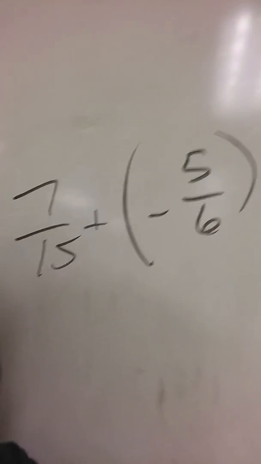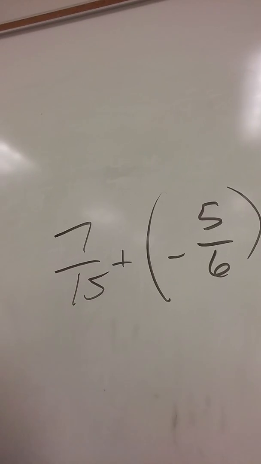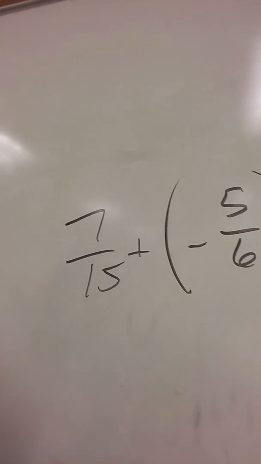Okay, what about number 3? Number 3 is a little harder. I have here 7/15 plus negative 5/6. I've got to figure out something that's a multiple of 15 and of 6.